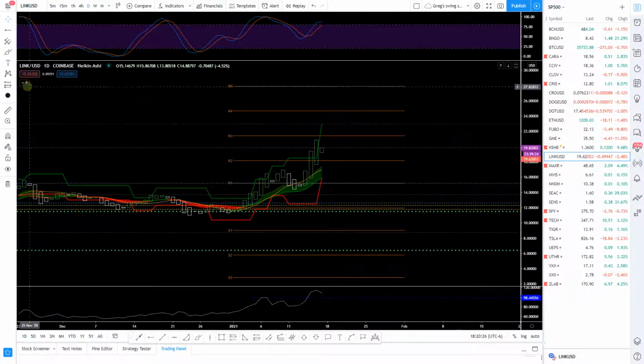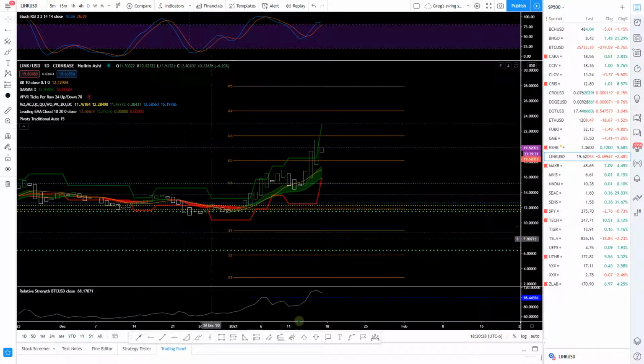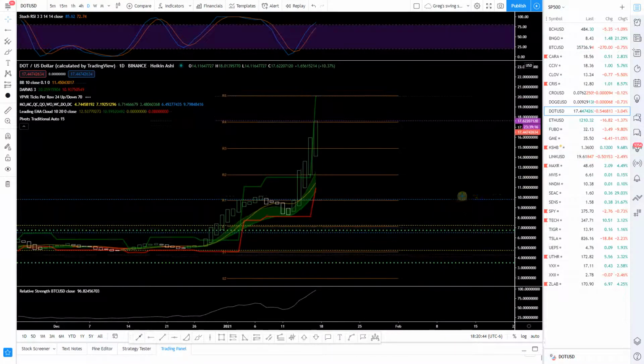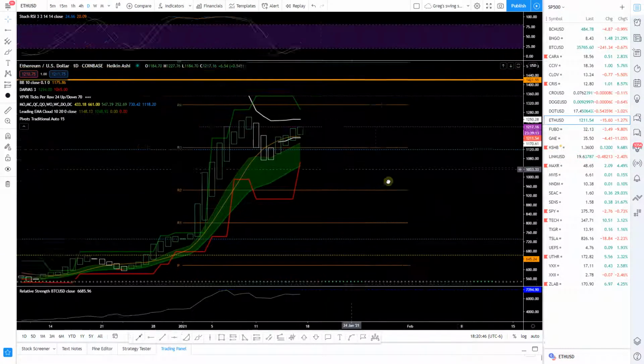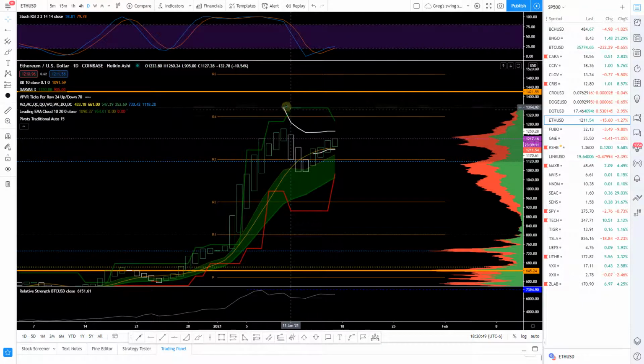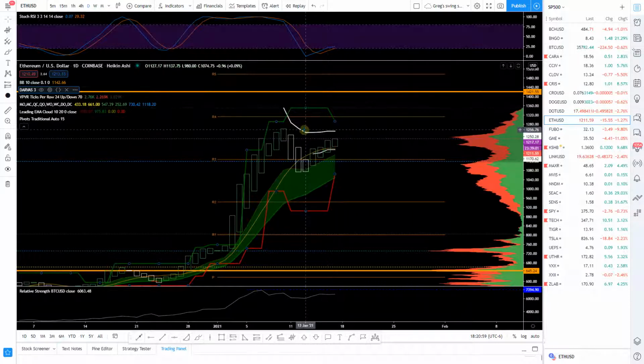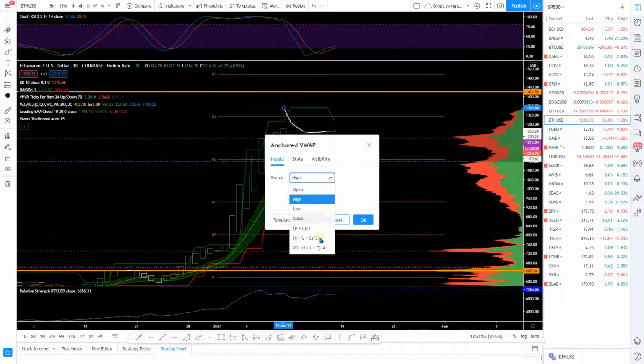Next thing I love is VWAP, anchored VWAP. This little guy. These things are amazing. And you can use them however you want to. I like to use them at inflection points. So, for example, let's just maybe look at Polkadot, see if we can find a good place. I'll just use ETH, for example. Okay, so ETH's most recent high was right here. So what you do is you just click on this guy, click on the most recent high, and you can open it up and use as the source whatever you want to.